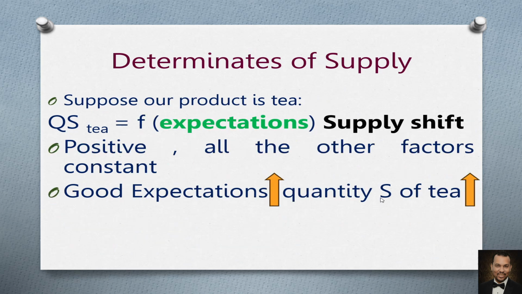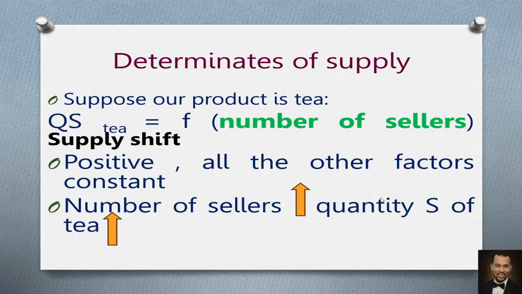Expectations. Expectations for producers about the availability of resources and so on. We can divide expectations into bad expectations or good expectations. In case of good expectations, good news, and the supply curve will shift to the right. Quantity supplied of tea increased. In case of bad expectations, bad news for producers, and the supply curve will shift to the left, so quantity supplied of tea decreased, all the other factors constant.